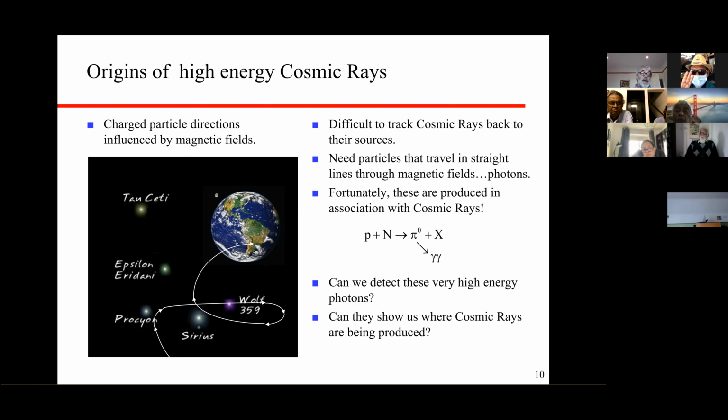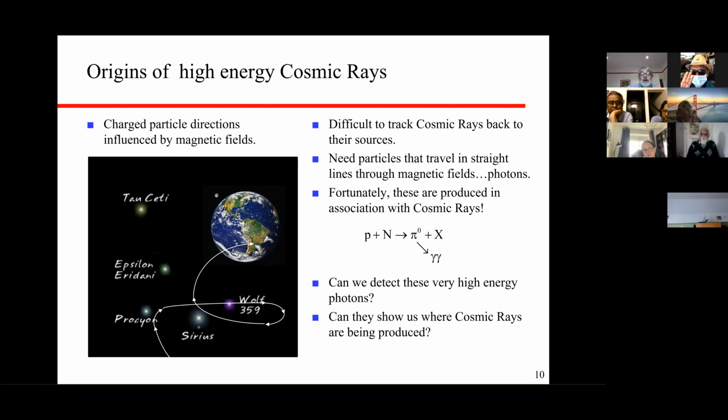What we need to do is to find some way of identifying places where cosmic rays are produced using particles that are not influenced by magnetic fields, so that we can point back to the sources from which they actually came after we've measured them. Fortunately, there are particles, photons, particles of light, which are produced in association with the cosmic rays, which we can measure and which we can use to try and find these sources.